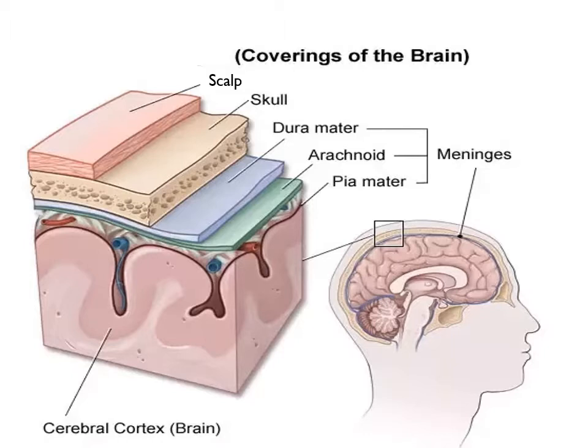Our brain is covered with multiple layers. The layers of our head are the scalp, then the skull, then the meninges. And the meninges are formed of three layers from outer to inner: dura mater, then arachnoid, then pia mater.